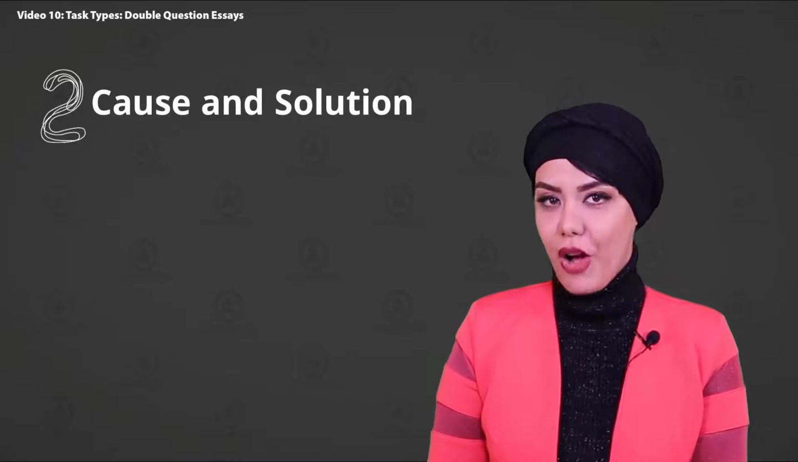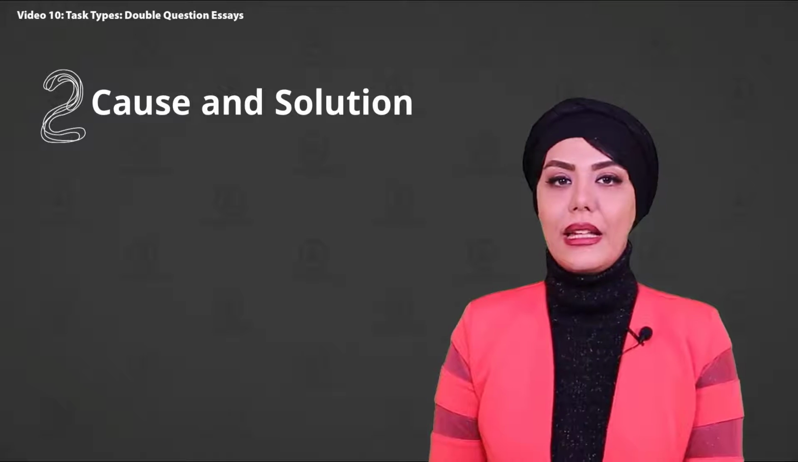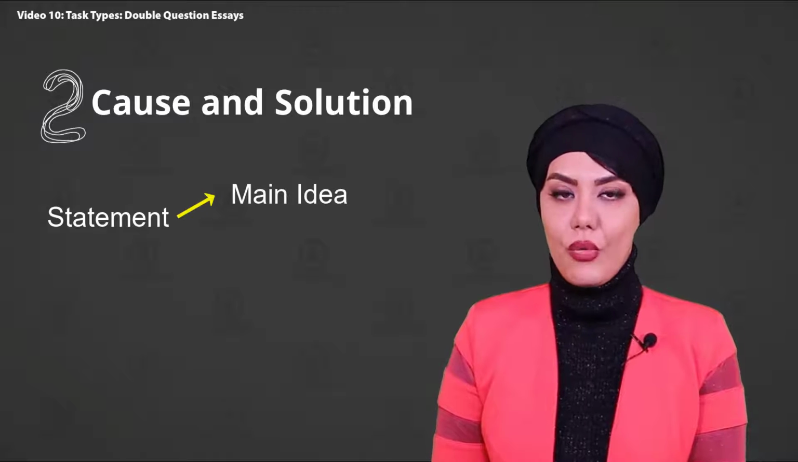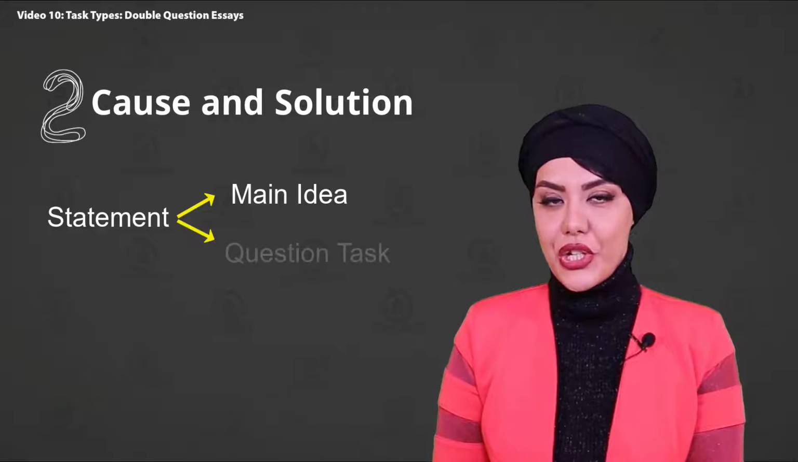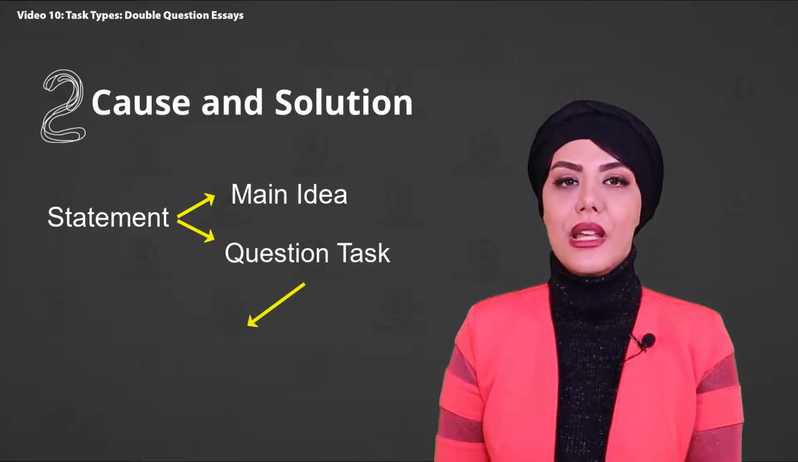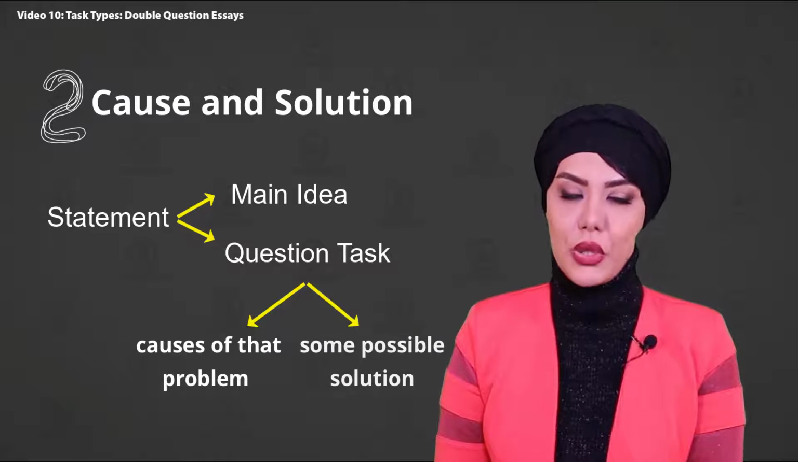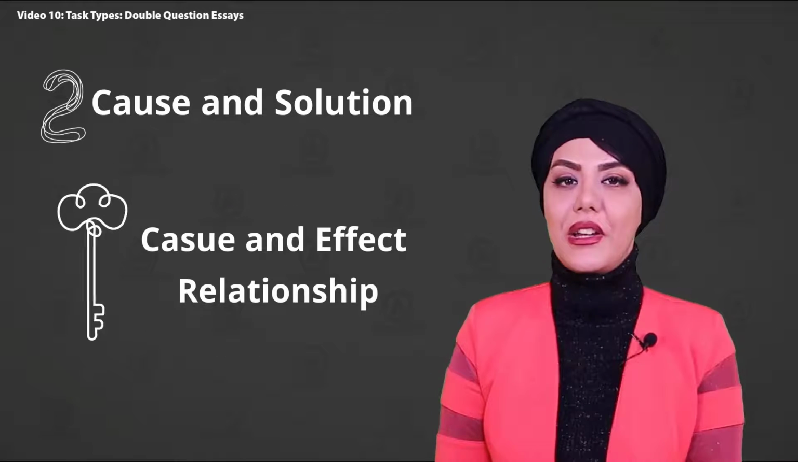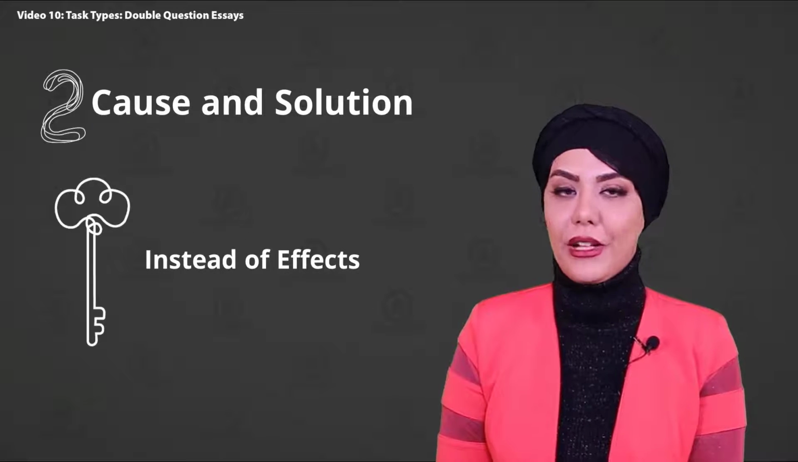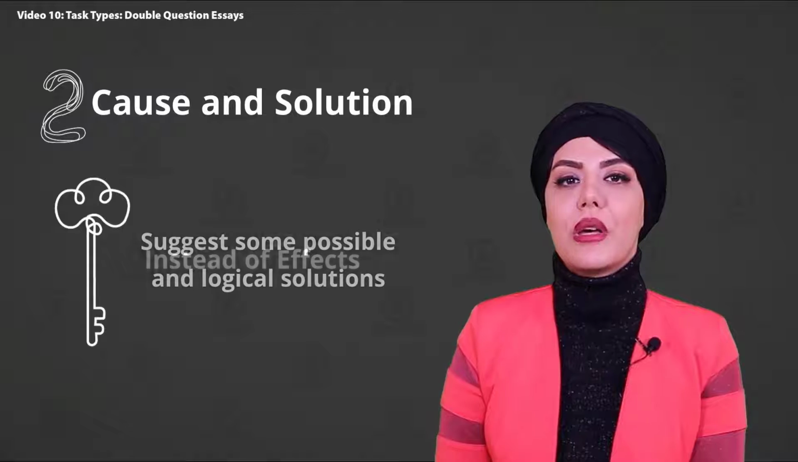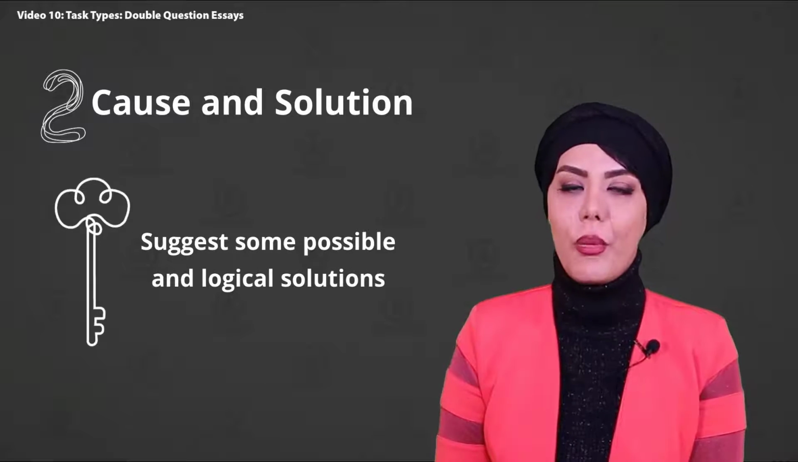The second type of double question essay is called cause and solution. In the statement, there is one main idea, which is usually a problem or has caused the problem. Then the question task asks the candidate to first talk about the causes of that problem and then suggest some possible solution. It's really important to identify the cause and effect relationship. But instead of talking about the effect of that problem, you have to suggest some possible and logical solutions to deal with that problem. Let's see one example.